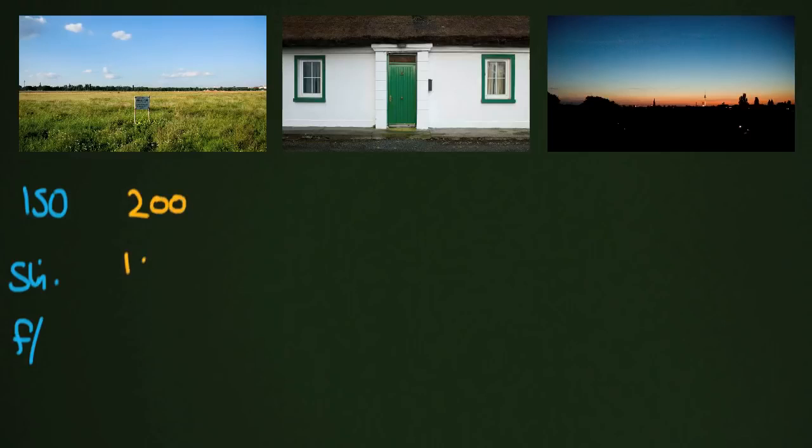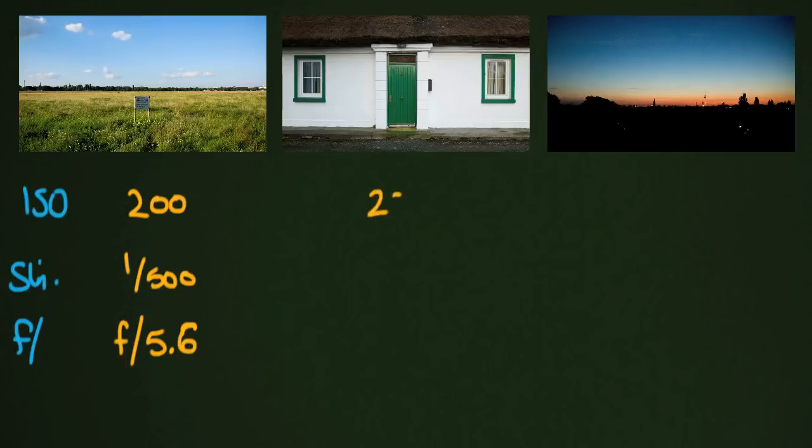Its shutter speed is about a 500th of a second, and it was taken at around f5.6. So it's pretty standard for an evening, bright day. That's a pretty average shot, really. This shot was the Irish cottage.